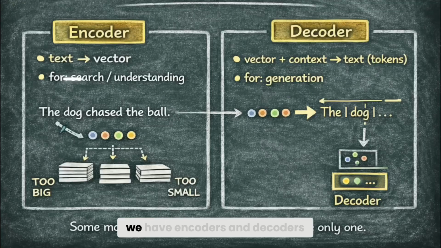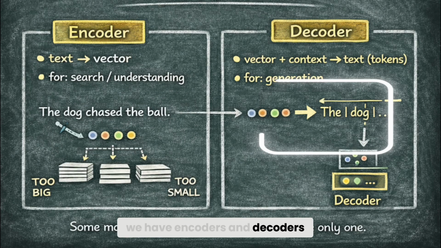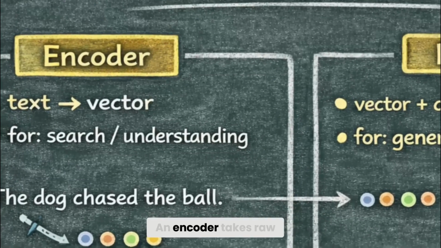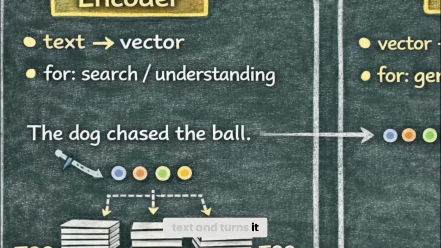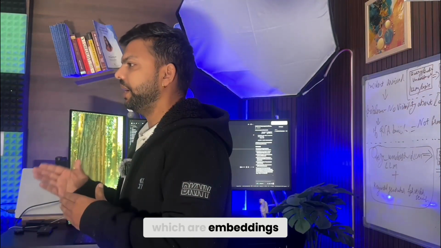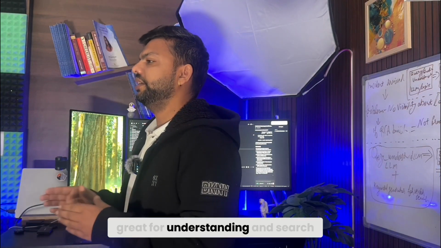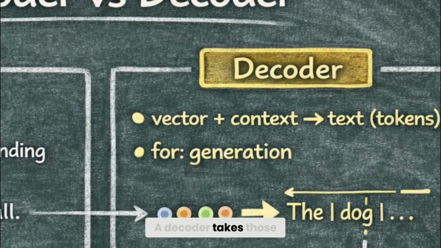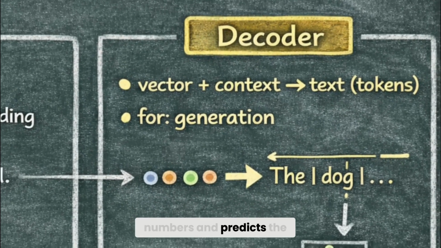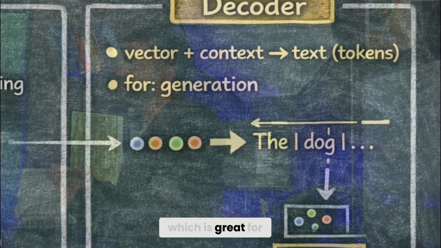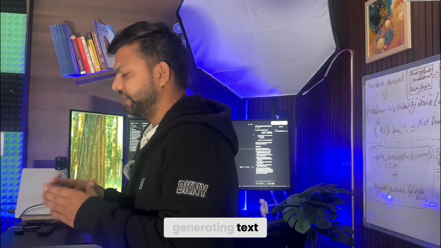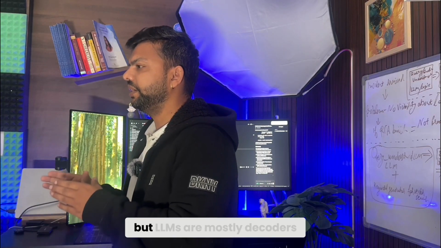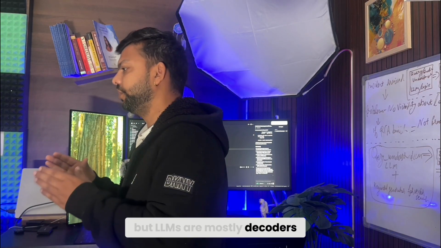Under the hood, we have encoders and decoders. An encoder takes raw text and turns it into numbers, which are embeddings, great for understanding and search. A decoder takes those numbers and predicts the next word, which is great for generating text. Some models do both, but LLMs are mostly decoders.